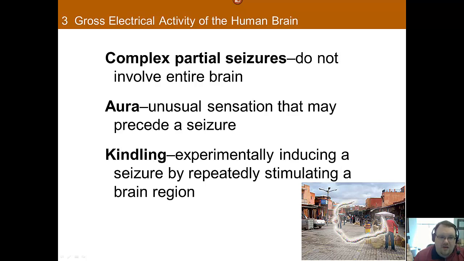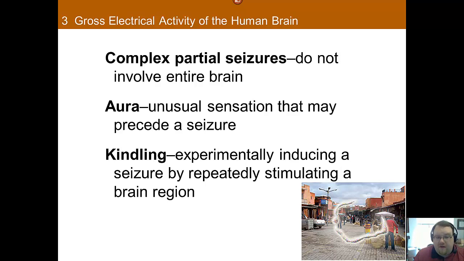Auras are unusual sensations that may precede a seizure. Not all people have auras, but you can have them. The unusual sensation differs from person to person. It can be a bright light, or an odd visual, auditory or even olfactory sensation, so it could be a smell, that is predictive of the onset of a seizure. Not all individuals with epilepsy have auras, but for those that do, it may provide a few seconds or even minutes to prepare for a seizure, which will help avoid injury.